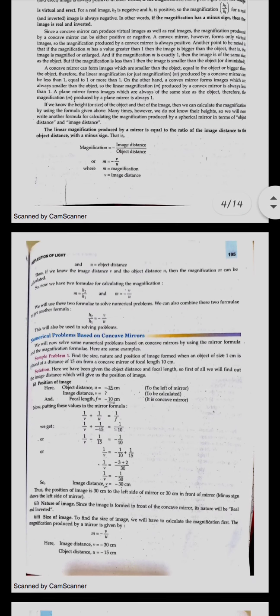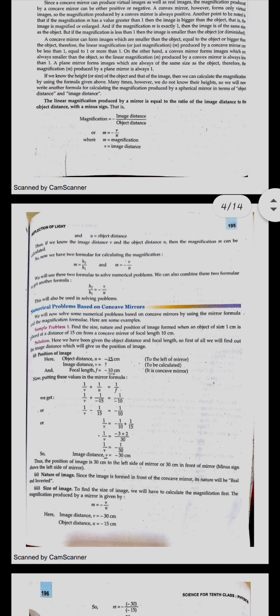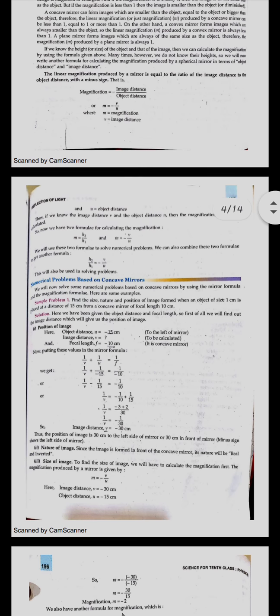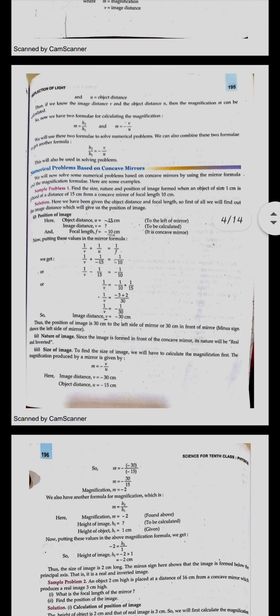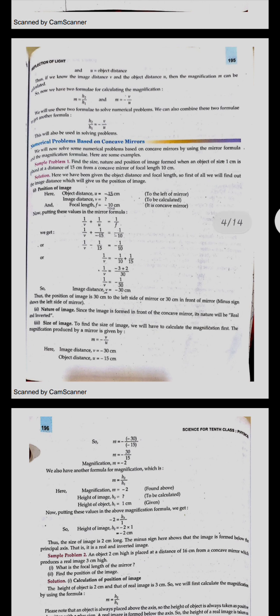And after that, we have seen that the ratio of the image distance to the object distance can also give the magnification, that is minus v by u. So h2 upon h1 can be given as minus v by u also. So this is the relation between the heights and the image and object distances.